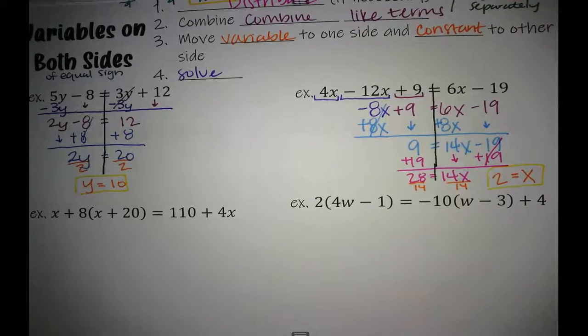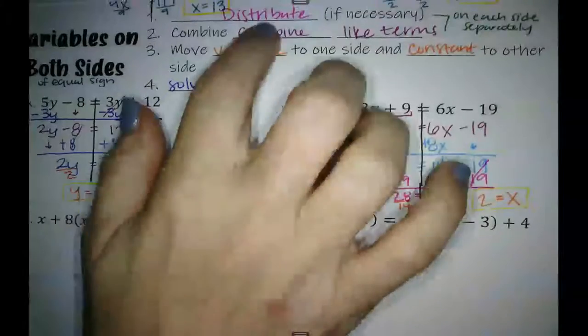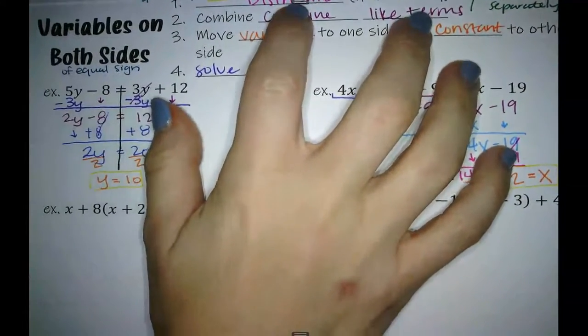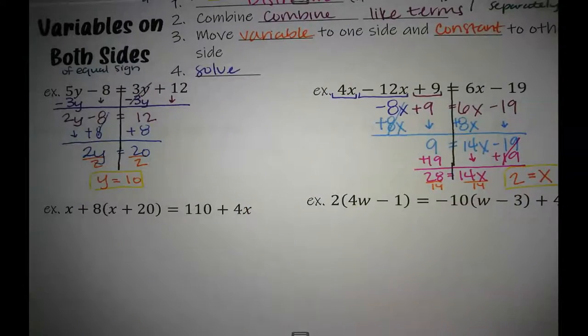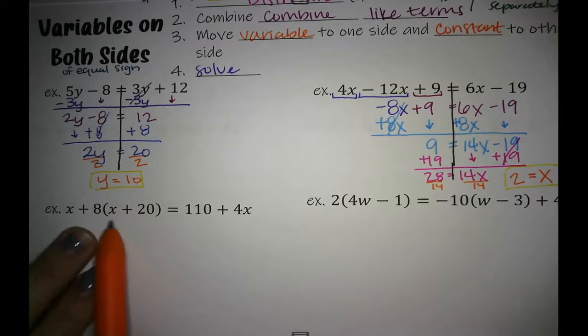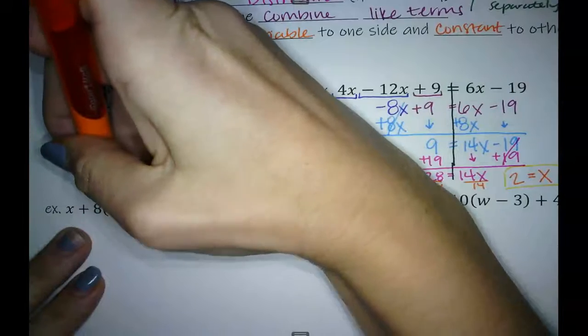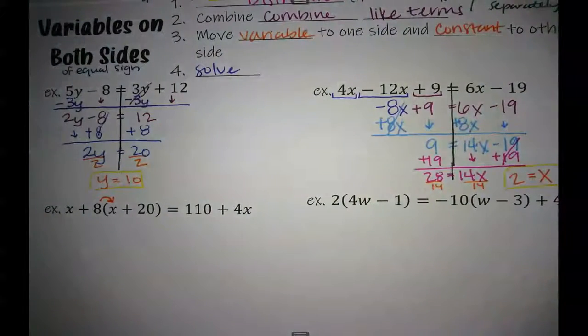Let's look at this other example. We get x + 8(x + 20) = 110 + 4x. All right, remember our first step was to distribute if necessary. Do we have something to distribute? Yes, we do. We've got these parentheses with this number in front. So we need to distribute this first.